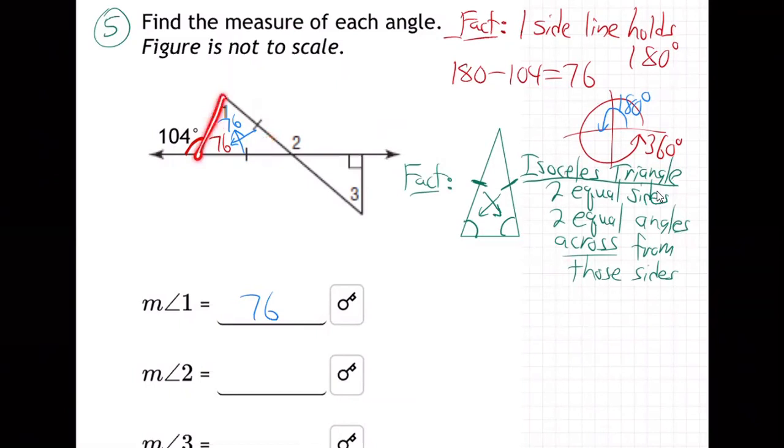This side is across from this angle. We're not talking about that. We're talking about this side, which is across from that angle, and which is equal to this side, which is across from that angle. So those two sides are equal, and therefore the angles across from them are also equal in that little isosceles triangle. So if this one's 76, that one's got to be 76 also. We found angle 1. We've got it.